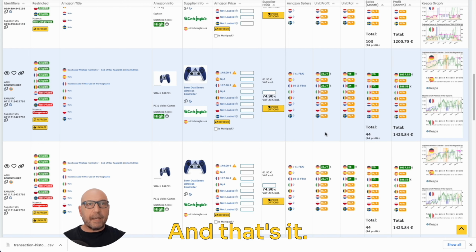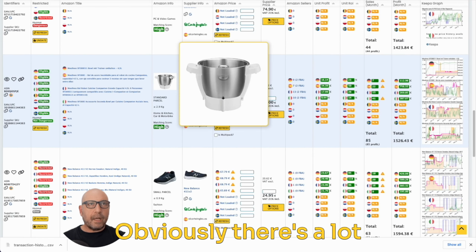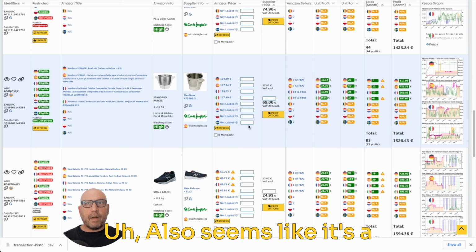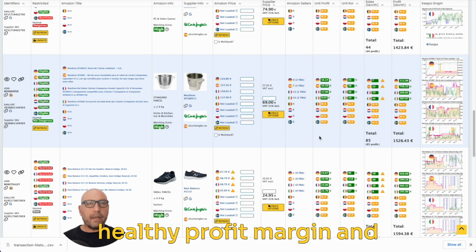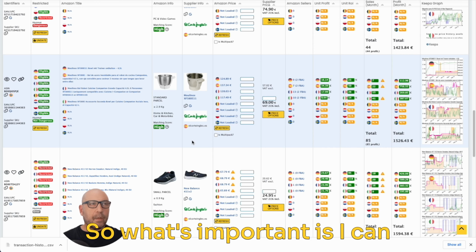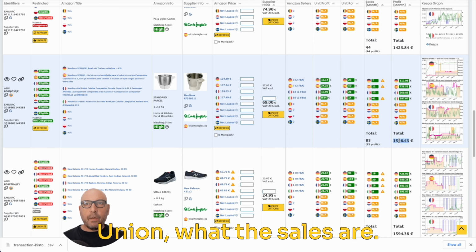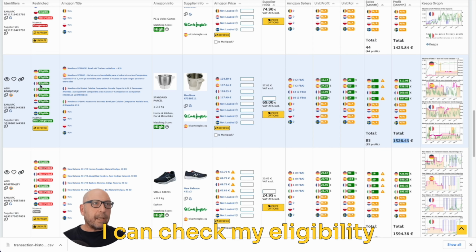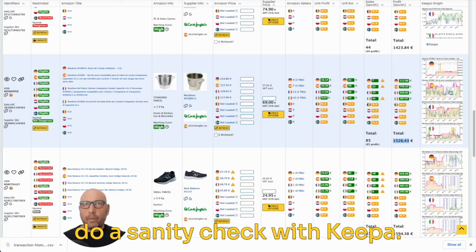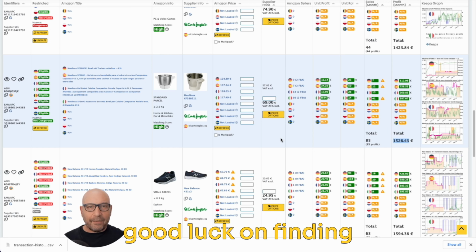And that's it. I found 2 profitable products. Obviously, there's a lot more to choose from. There's this stainless steel. Also seems like it's a healthy profit margin, and this could be a good sale. So what's important is I can see over all of the European Union what the sales are. I can check my eligibility directly on Amazon, and I can do a sanity check with Keepa. So that's it. Hope that helps, and good luck on finding your first product.